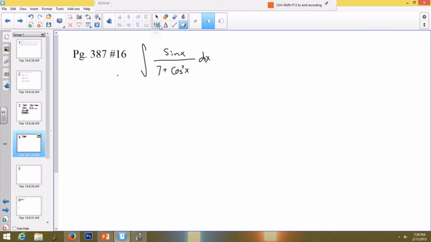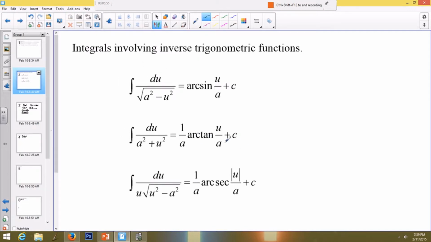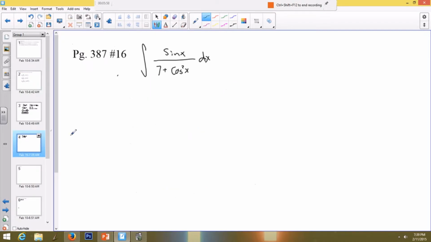Try something different. Well, let's look at it in the context of what we just did. If I think of it this way, and I say let a squared be equal to 7, then a would just be the square root of 7. And if I let u squared equal cosine squared x, then u would just be cosine x, and the derivative of cosine x is sine x.